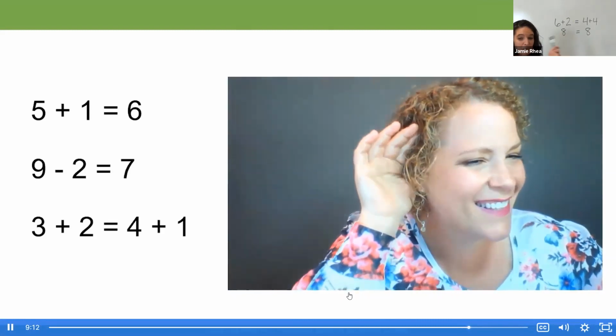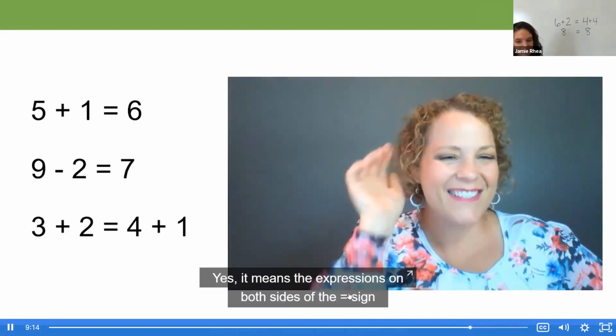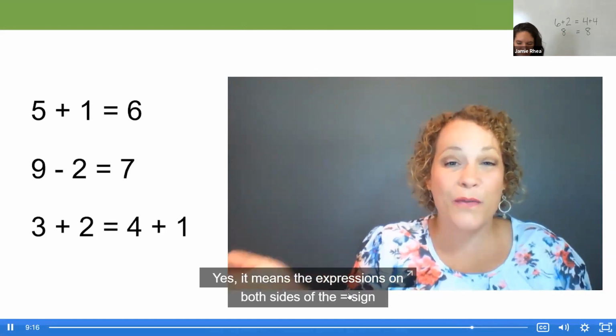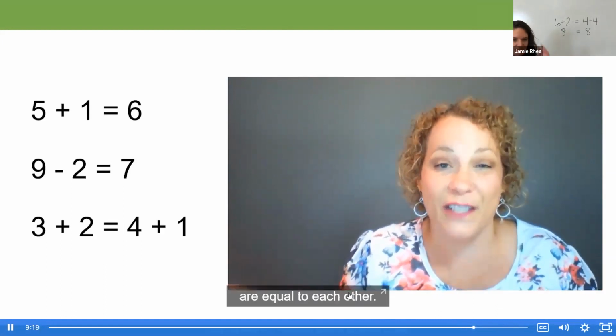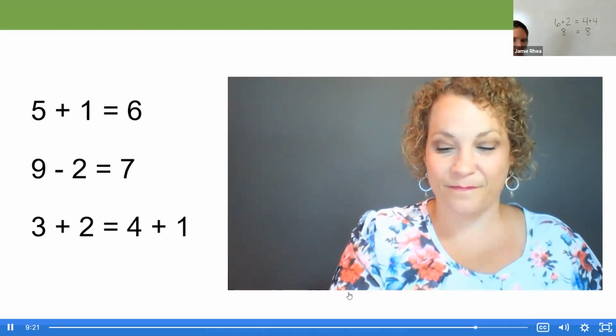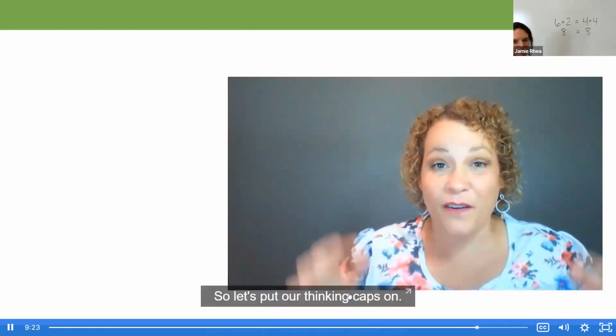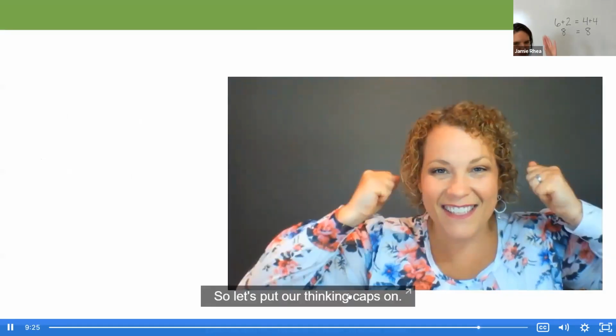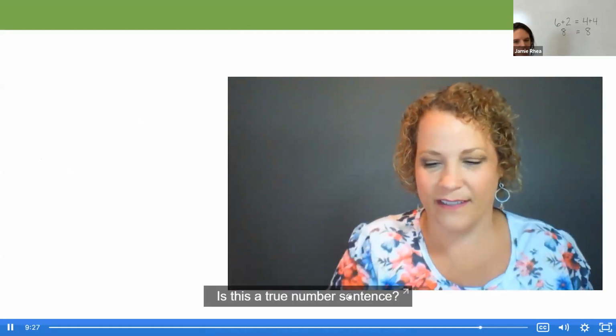That it's the same on both sides. Yes, it means the expressions on both sides of the equal sign are equal to each other. So, let's put our thinking caps on. Is this a true number sentence?